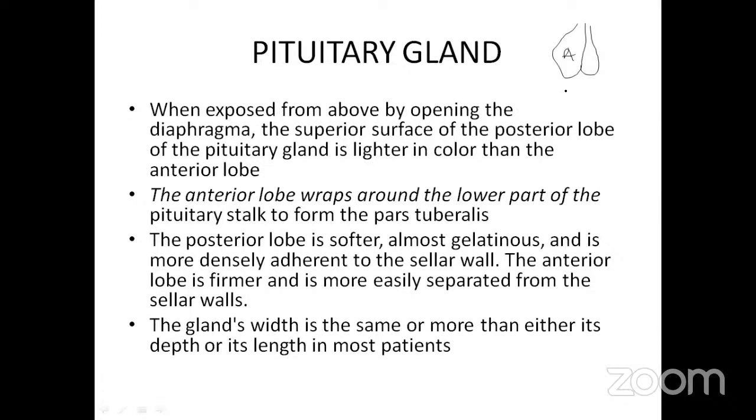The anterior lobe wraps around the lower part of the pituitary stalk to form the pars tuberalis. This is the hypophyseal gland, this is the stalk, and a little bit of the anterior lobe wraps around the stalk. This part is known as the pars tuberalis. The posterior lobe is often softer, gelatinous, and more densely adherent to the sellar wall, and the anterior lobe is firmer, more easily separated from the sella. The gland's width is the same or more than either its depth or length in most patients.